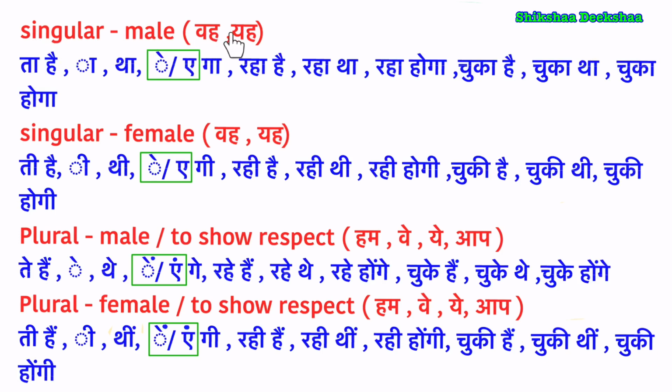If your subject is singular male, which means vah or yah, you need to add these words after the verb. Or if your subject is singular female, which means vah or yah, then you will add these words after the verb. If your subject is plural male, or even if it's singular and you want to show respect in case of aap, then you will add these words after the verb. If your subject is plural female, or even if it's singular but you want to show respect in case of aap, you will add these words after the verb.